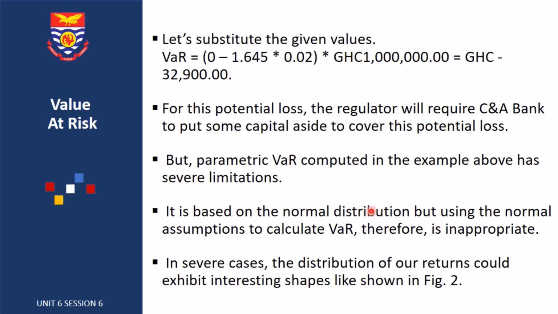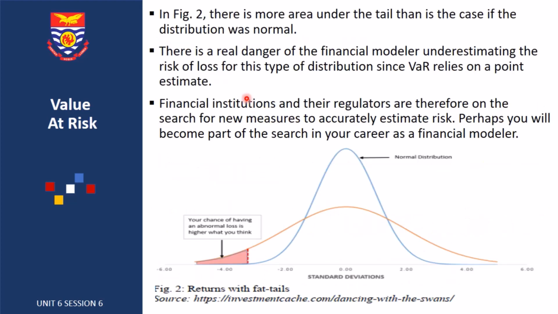In severe cases, the distribution of our returns could exhibit interesting shapes like the one that we show in our next figure. In figure 2, there are some areas under the tail that would be the case if the distribution was normal. This does not look normal, and we see that this is an issue of fat tails, because the tails are very heavy. This is not a feature of a normal distribution, as in a normal distribution, the tails should be like this one.